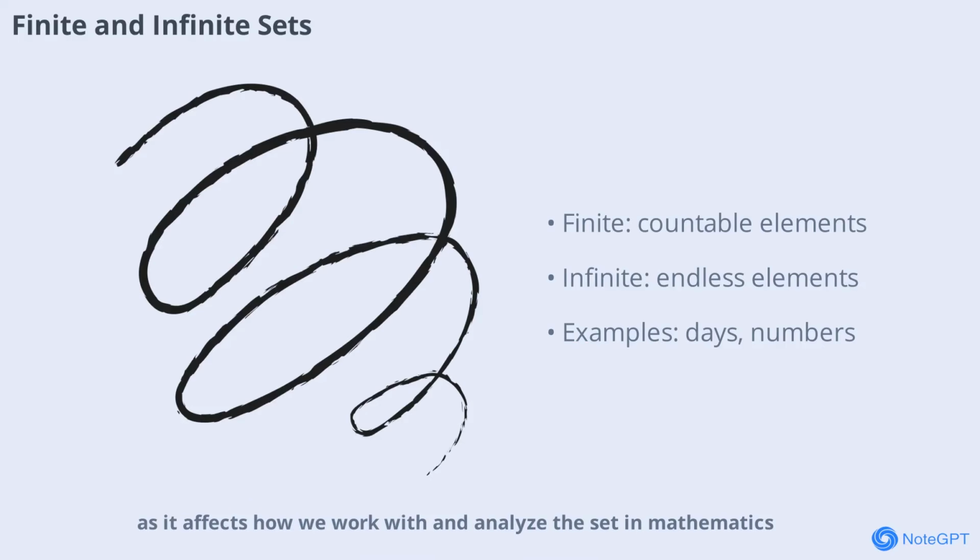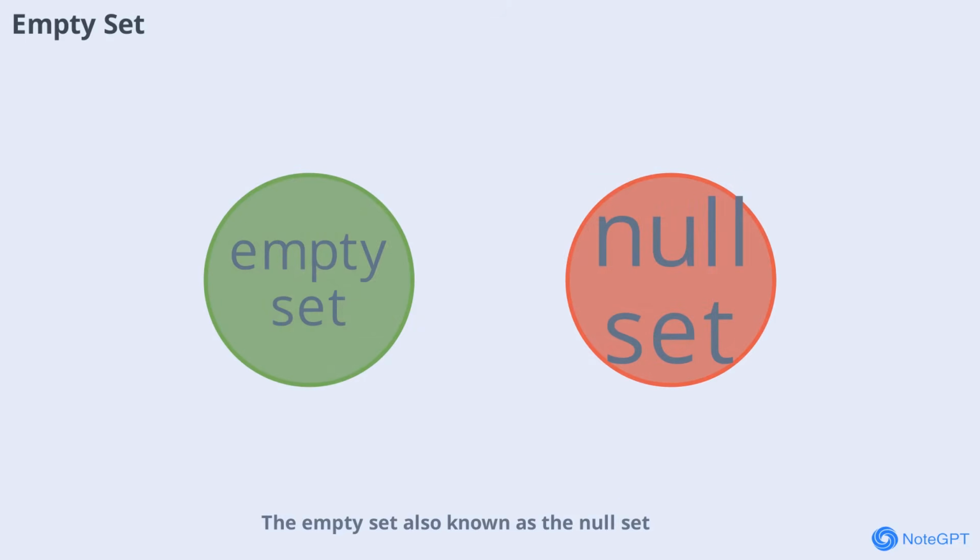The empty set, also known as the null set, is a set that contains no elements at all. It is denoted by the symbol ∅ or by empty curly braces. For example, the set of all square circles is empty because no such object exists. The empty set is unique. There is only one empty set in mathematics. It plays a special role in set theory, serving as the foundation for building more complex sets.